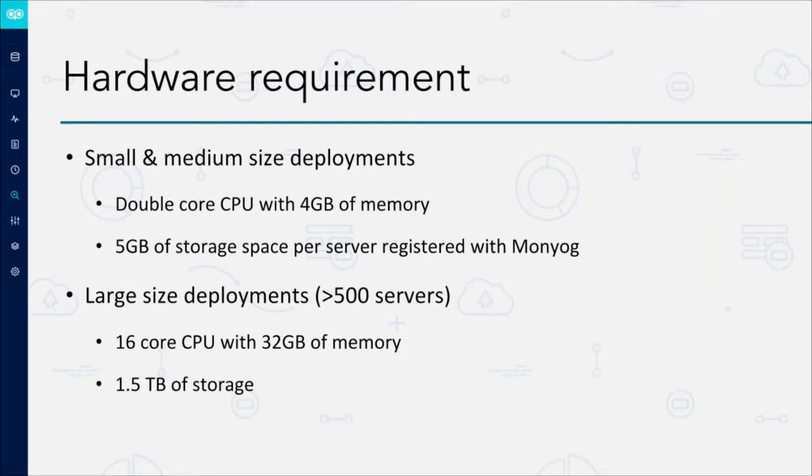A dedicated system with a dual-core CPU and 4 GB of memory is enough to handle Monio monitoring up to 15 to 20 servers, or maybe up to 50 servers. We have seen that it doesn't grow beyond that. Also, 5 GB of storage space per server registered with Monio is preferable if you are using features like real time and Sniffer on a moderately busy MySQL server.